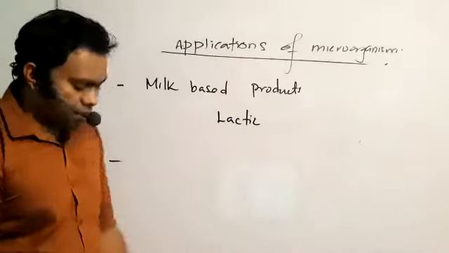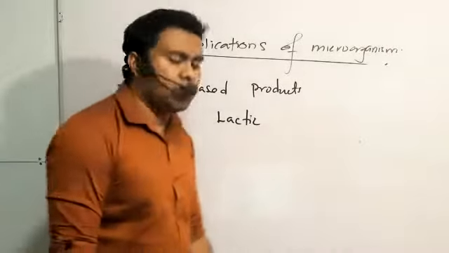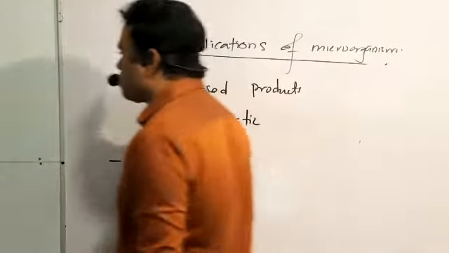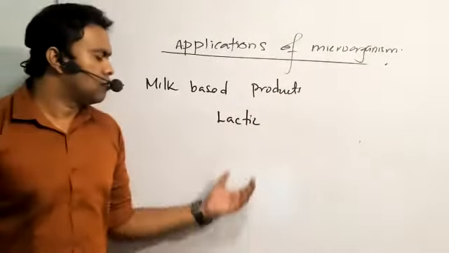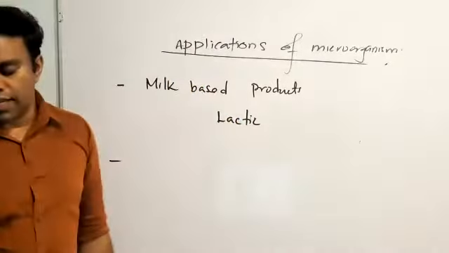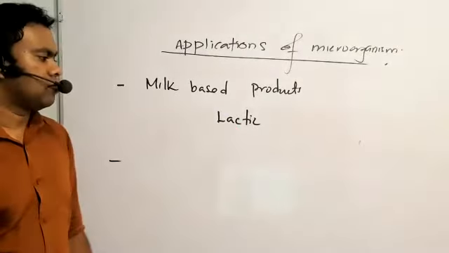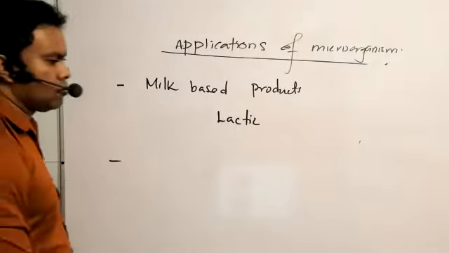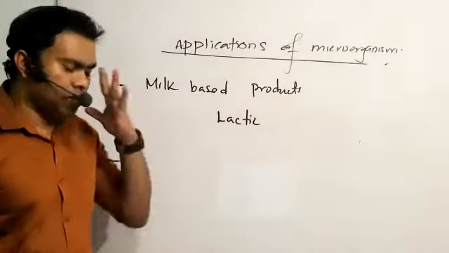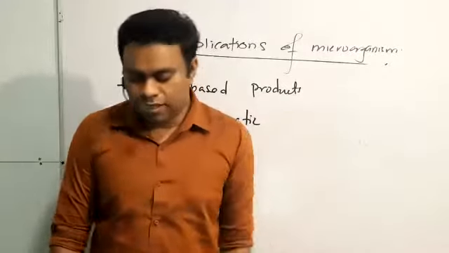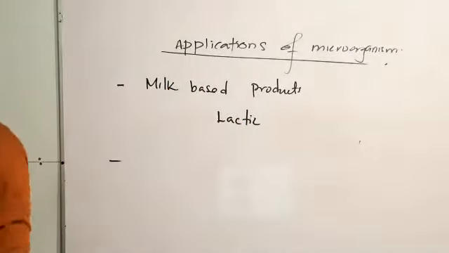So due to this lactic acid, what happens? Due to the produced lactic acid, milk gets coagulated. The milk undergoes coagulation. Next point. This coagulated milk is known as curd.